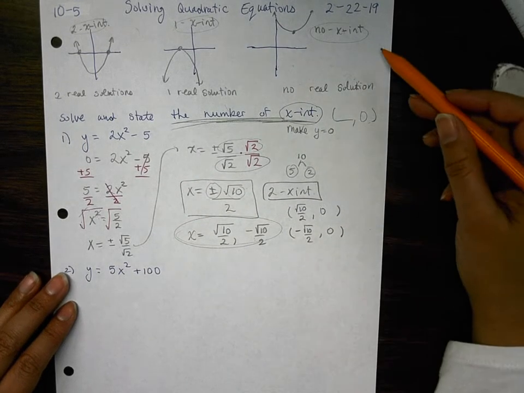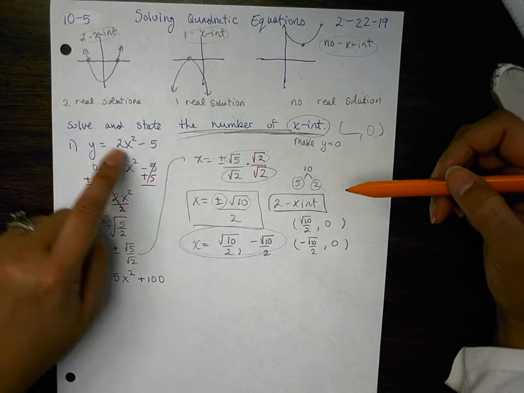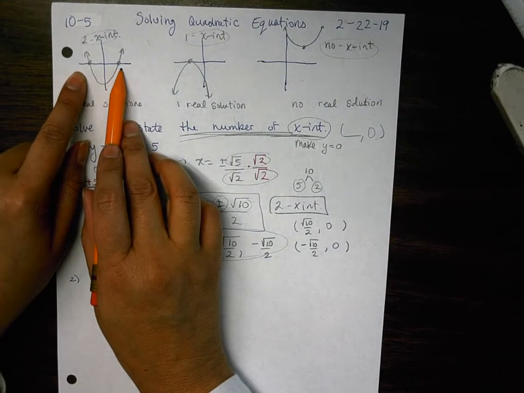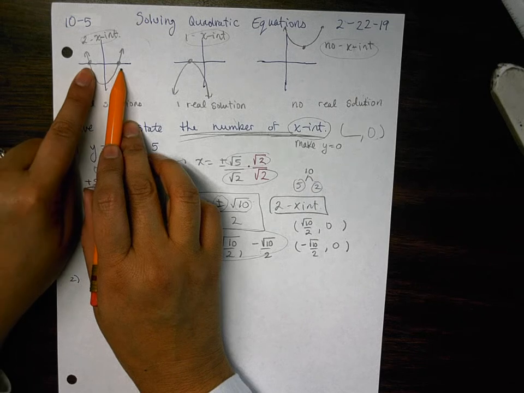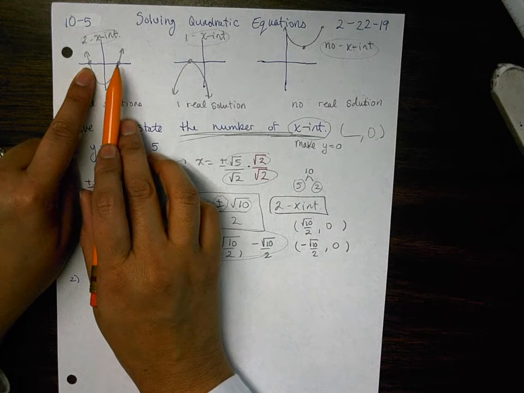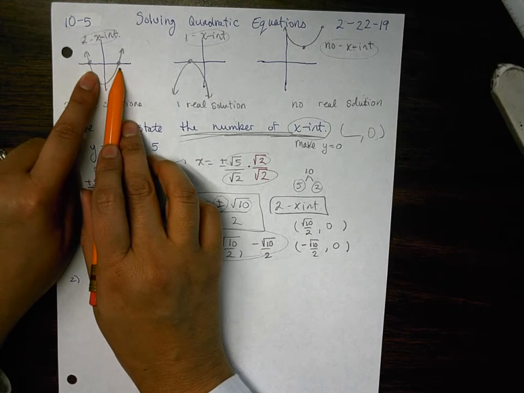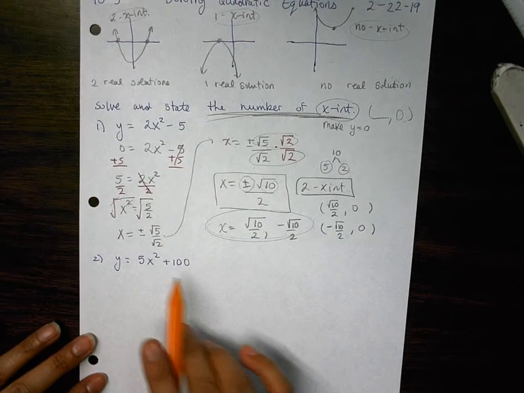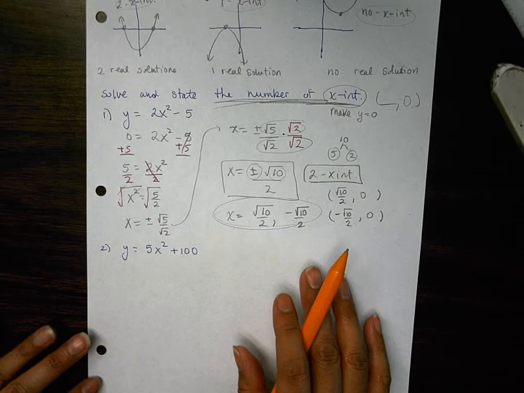And negative root 10 over 2, comma, 0. So your parabola, it is positive. It would look like this. That intercept would be root 10 over 2, whatever that decimal is, and this solution would be negative root 10 over 2, whatever that decimal is. Positive and negative root 10 over 2. Does that make sense? Yes?